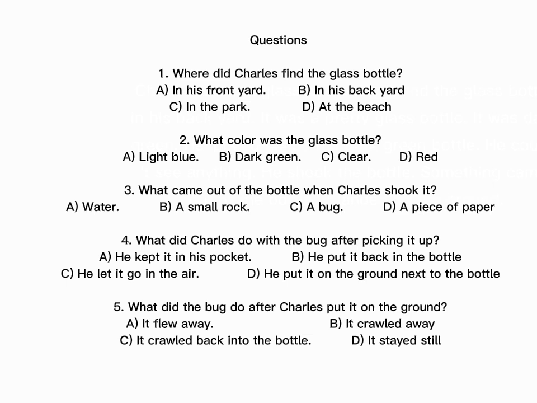Something came out of the bottle. It landed on the ground. It was a bug. Charles picked up the bug. He looked at it. The bug looked at Charles. Charles put the bottle back on the ground. He put the bug on the ground next to the bottle. The bug crawled back into the bottle.